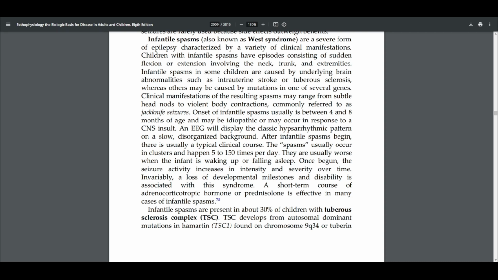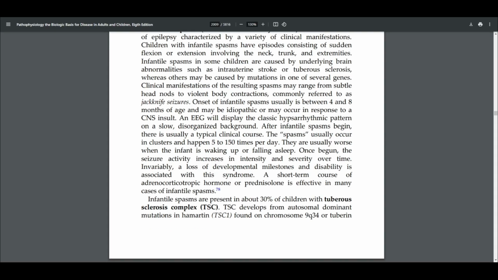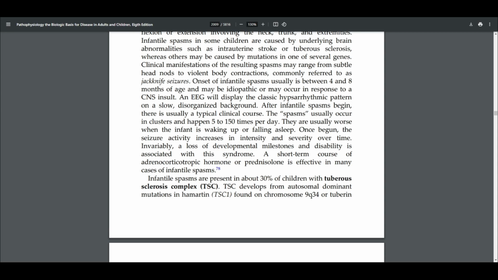An EEG will display the classic hypsarrhythmic pattern on a slow, disorganized background. After infantile spasm begins, there's usually a typical clinical course. The spasms usually occur in clusters and happen 5 to 150 times per day. They are usually worse when the infant is waking up or falling asleep. Once begun, the seizure activity increases in intensity and severity over time.